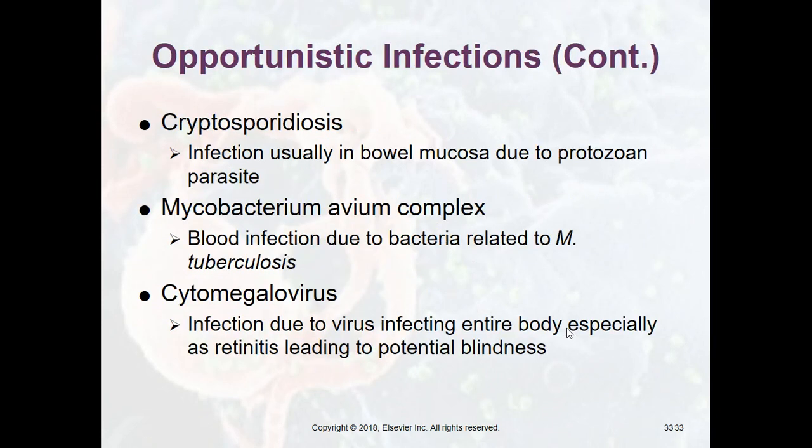Cryptosporidiosis is an infection usually in the bowel mucosa due to a protozoan parasite. And of course, with cryptosporidiosis, what you will see is increased episodes of diarrhea. Mycobacterium avium complex is a blood infection due to bacteria related to tuberculosis. Cytomegalovirus is an infection due to a virus infecting the entire body, especially as retinitis leading to potential blindness. So cytomegalovirus can lead to retinal issues and possibly blindness if it's not addressed adequately.